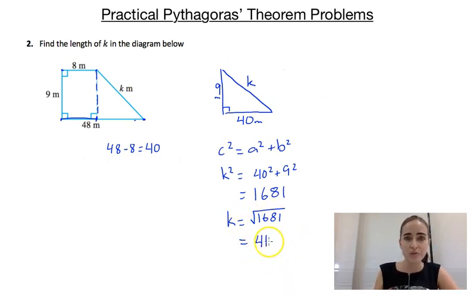Again, check the reasonableness of that. We've got a side length of 9, a side length of 40, and a hypotenuse of 41. So that does make sense because it's pretty close to the 40. It's somewhere in there. And it does have to be a bit longer than the other sides as well because it's the hypotenuse. So that's having a look at some more complicated problems involving Pythagoras' theorem.